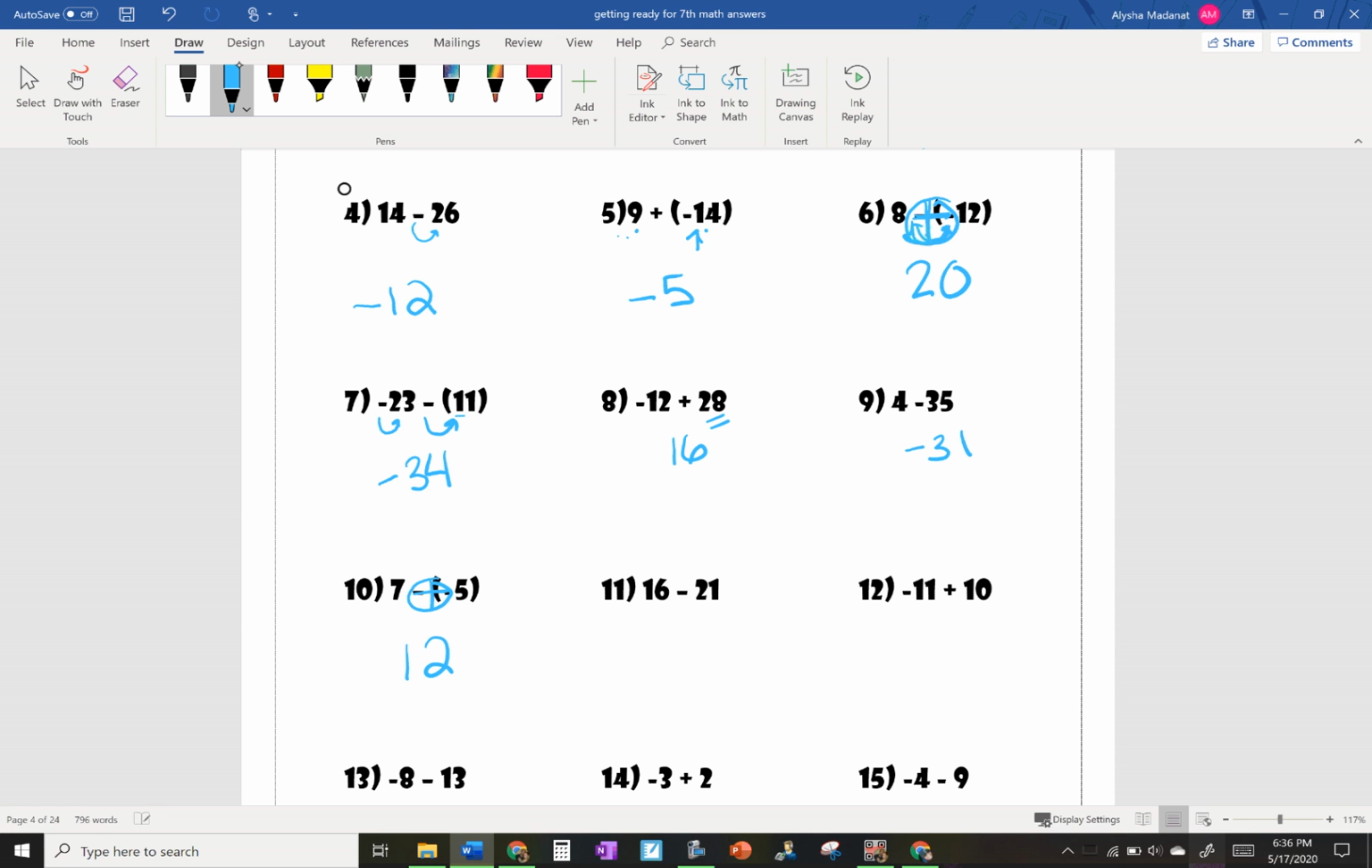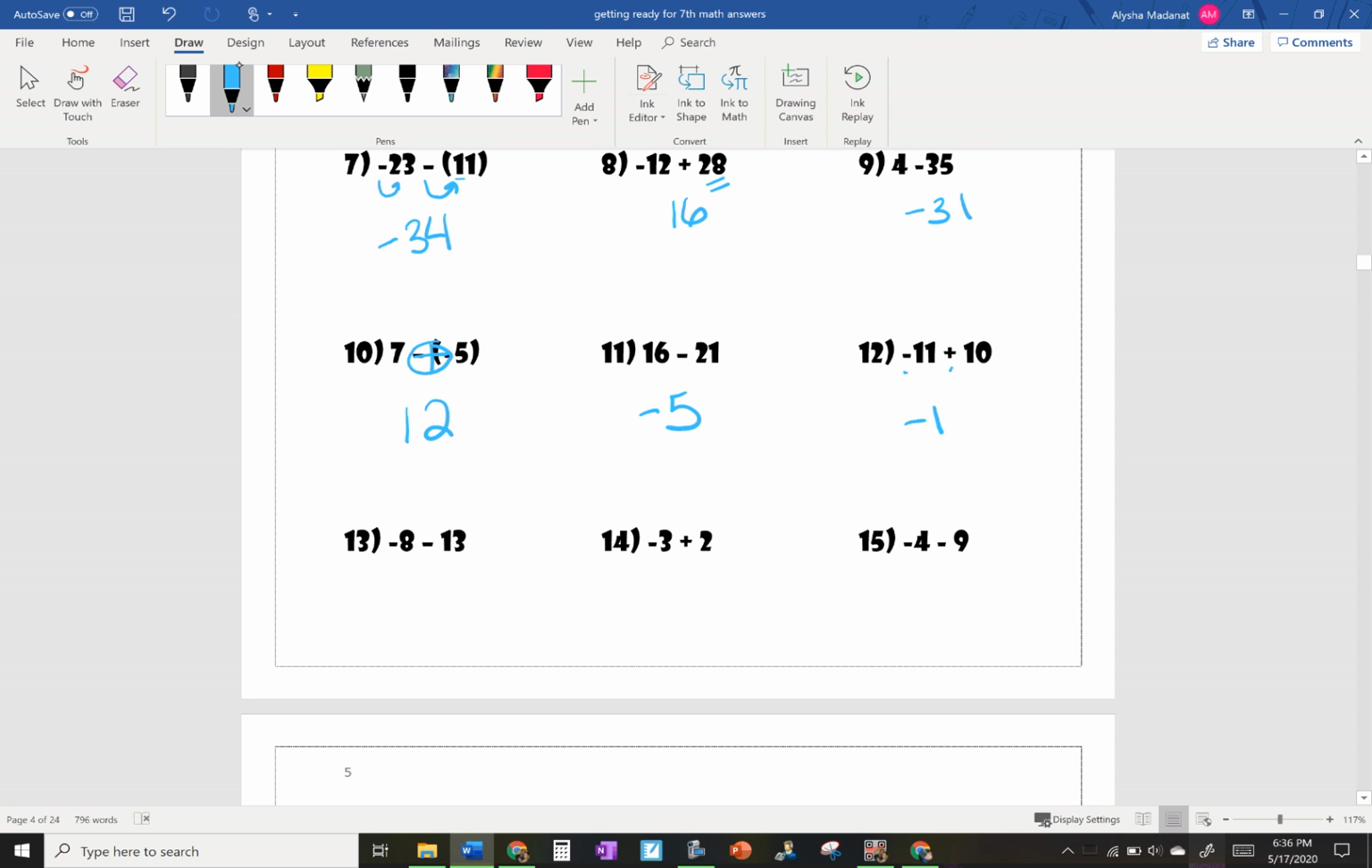Number 11 is 16 minus 21, and since 21 is the bigger absolute value, it's a negative 5. Negative 11 plus 10, you've got opposite signs, so you subtract, and since 11 is greater absolute value, it's going to be a negative 1. You've got a negative 8 minus the 13, so they're the same signs, add them together but keep the sign, so it'll be a negative 21.